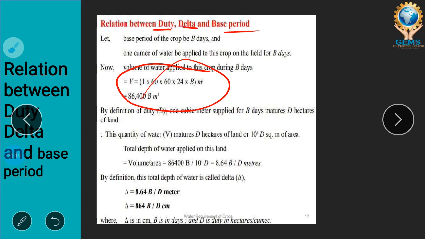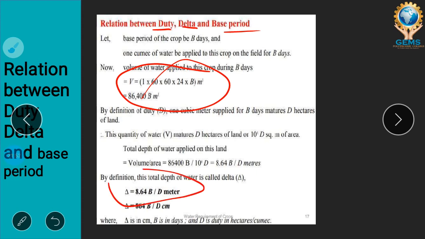तो हमारा V क्या हो जाएगा, हमने टोटल डेप्थ निकालना है, कि एक ड्यूटी का कितना पानी चाहिए, तो वॉल्यूम अपॉन एरिया, तो हमने वॉल्यूम निकाल रखा है. सो वॉल्यूम इज 86,400 B मीटर क्यूब अपॉन 10⁴ अपॉन D. जब हम इसको सब्स्टिट्यूट करेंगे तो हमारा वैल्यू आएगा 8.64 B अपॉन D मीटर्स. So as we all know definition of delta, it can be further equated as delta is equal to 8.64 B upon D meters.